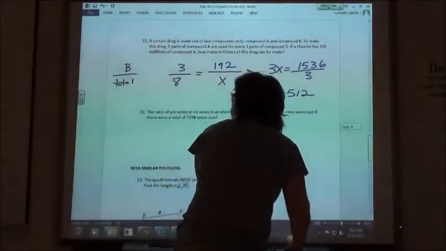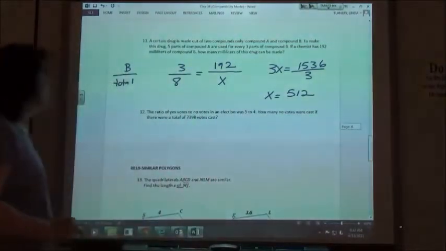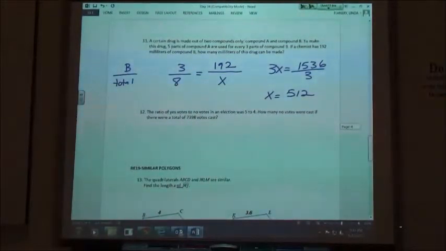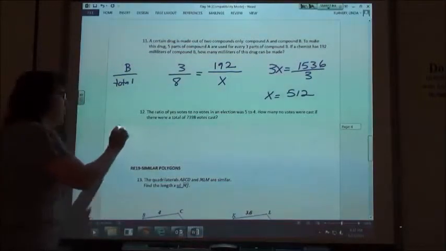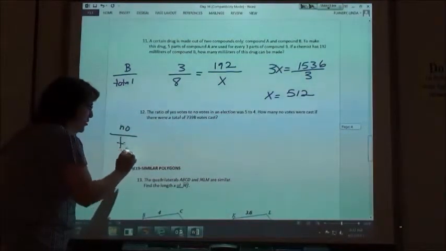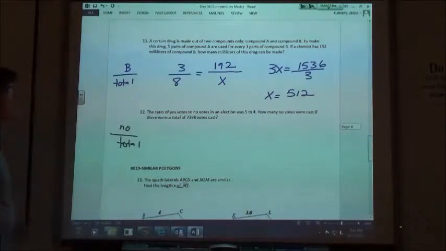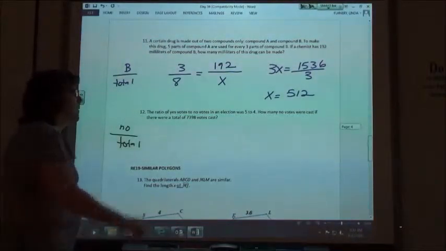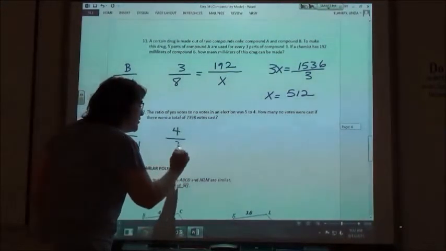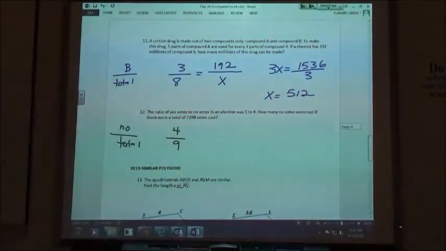And number 12, the ratio of yes votes to no votes in an election was 5-4. How many no votes were cast if there were a total of 7,398 votes cast? So again, we're looking for no to the total. Using the given ratio, what would I have for my first rate? 4 over 9. 4 no votes for every 9 votes cast.